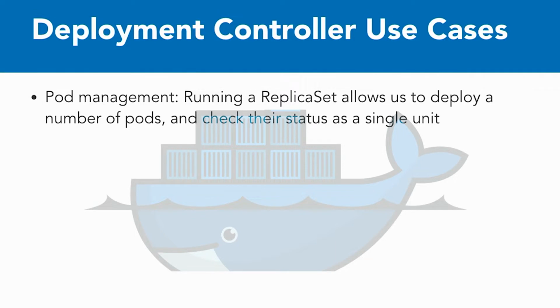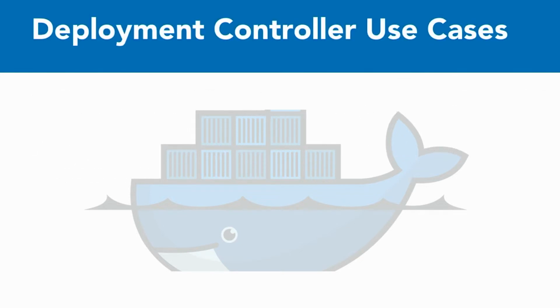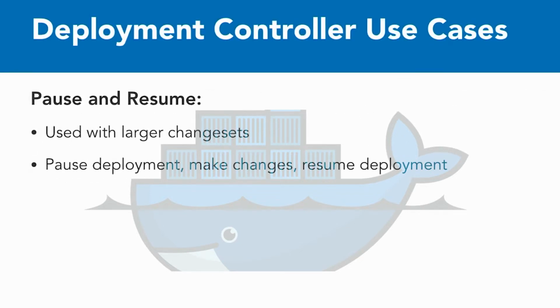Pod management, where running a replica set allows us to deploy a number of pods and check their status as a single unit. Scaling a replica set, which scales out the pods and allows for the deployment to handle more traffic. Pod updates and rollbacks, where the deployment controller allows updates to the pod template spec. This creates a new replica set and deploys a newer version of the pod. Also, if you don't like what you see in the newer version of the pod, just roll back to the old replica set. Pause and resume.